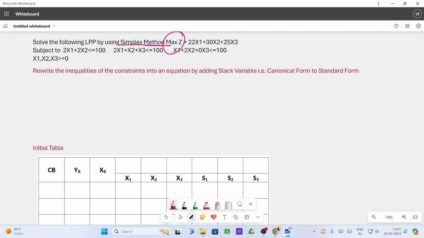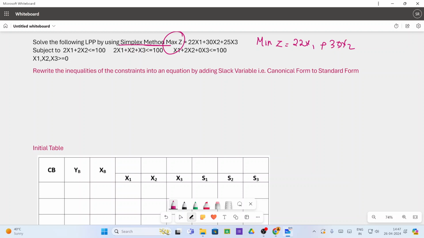You may have a question: if we want to find out the minimum cost, that is also possible, but for that we have to make a small change. Say, for example, if your question is: minimum z equals 22x1 plus 30x2.